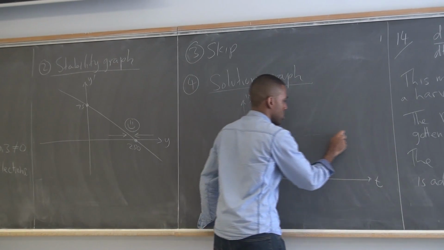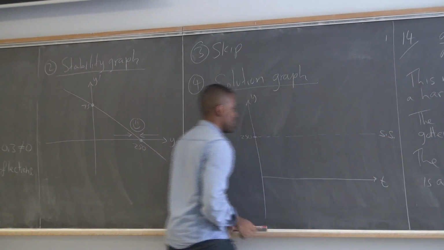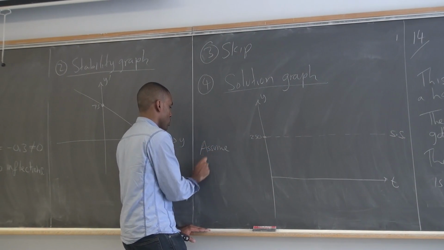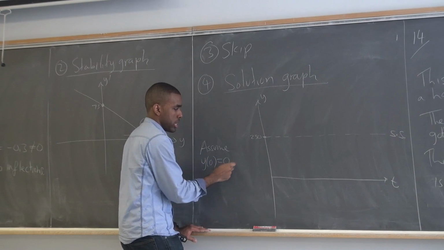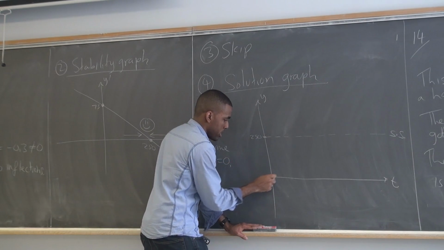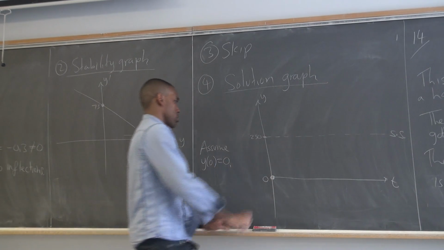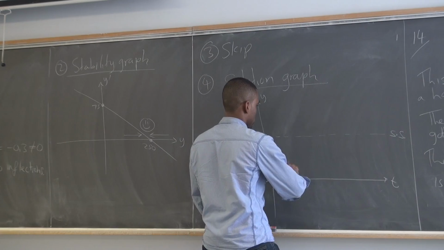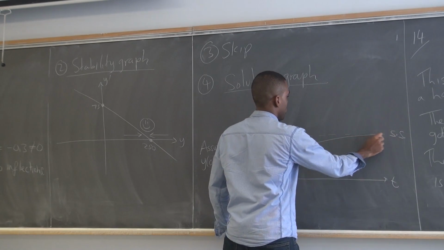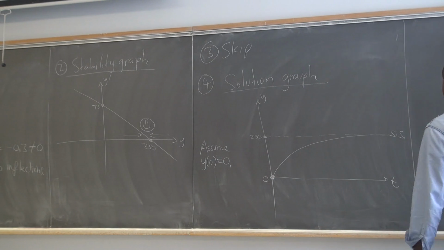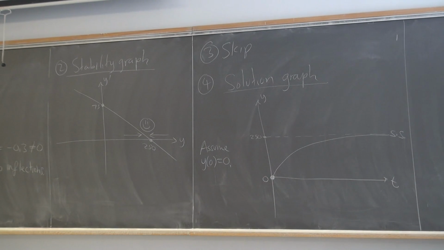250. That's our steady state. Assuming y of 0 equals 0 because you had none of the drug in your bloodstream at the beginning, so that starts at 0. And what would it look like? Concave down, increasing. So that's how the drug would behave. The amount of drug in your bloodstream would behave like that.